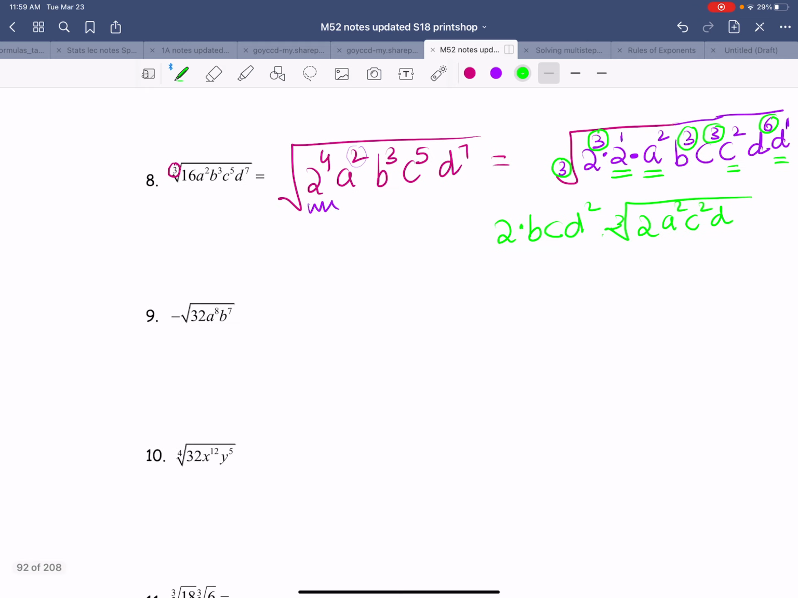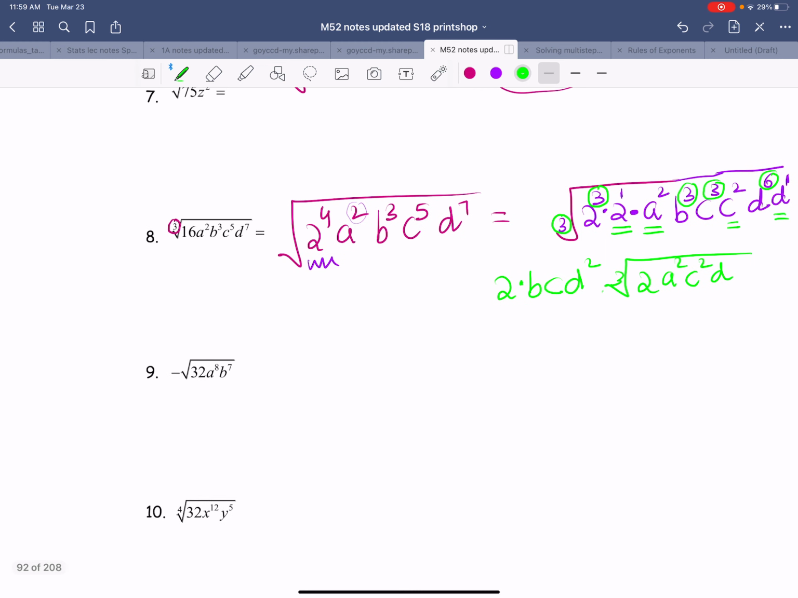Let's look at, we have 2 more examples. Negative square root of 32, a to the 8, b to the 7. Now the number in the pocket is 2. When you don't see a number in the pocket, then there's a 2 in the pocket. The negative simply is going to stay in the front. It's like negative 1 times something. That's what it is. The negative 1 is the coefficient here.